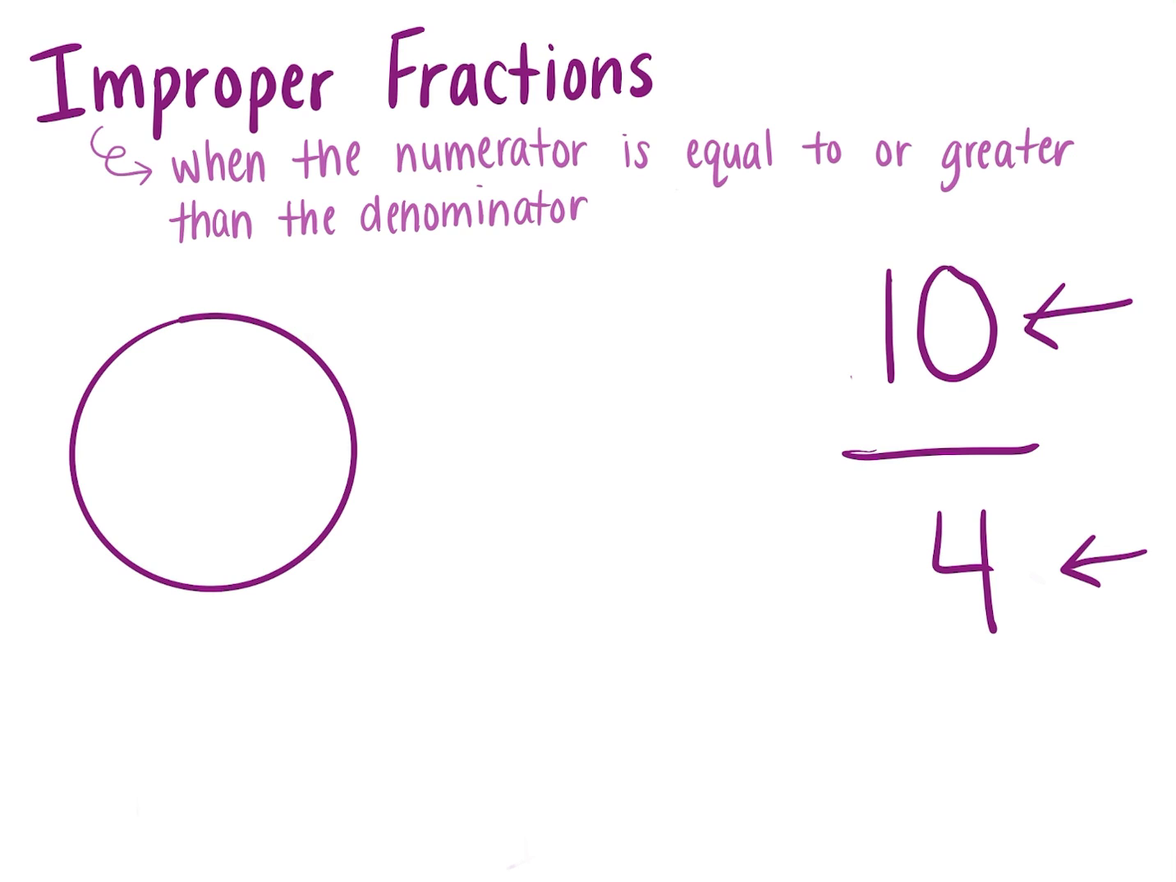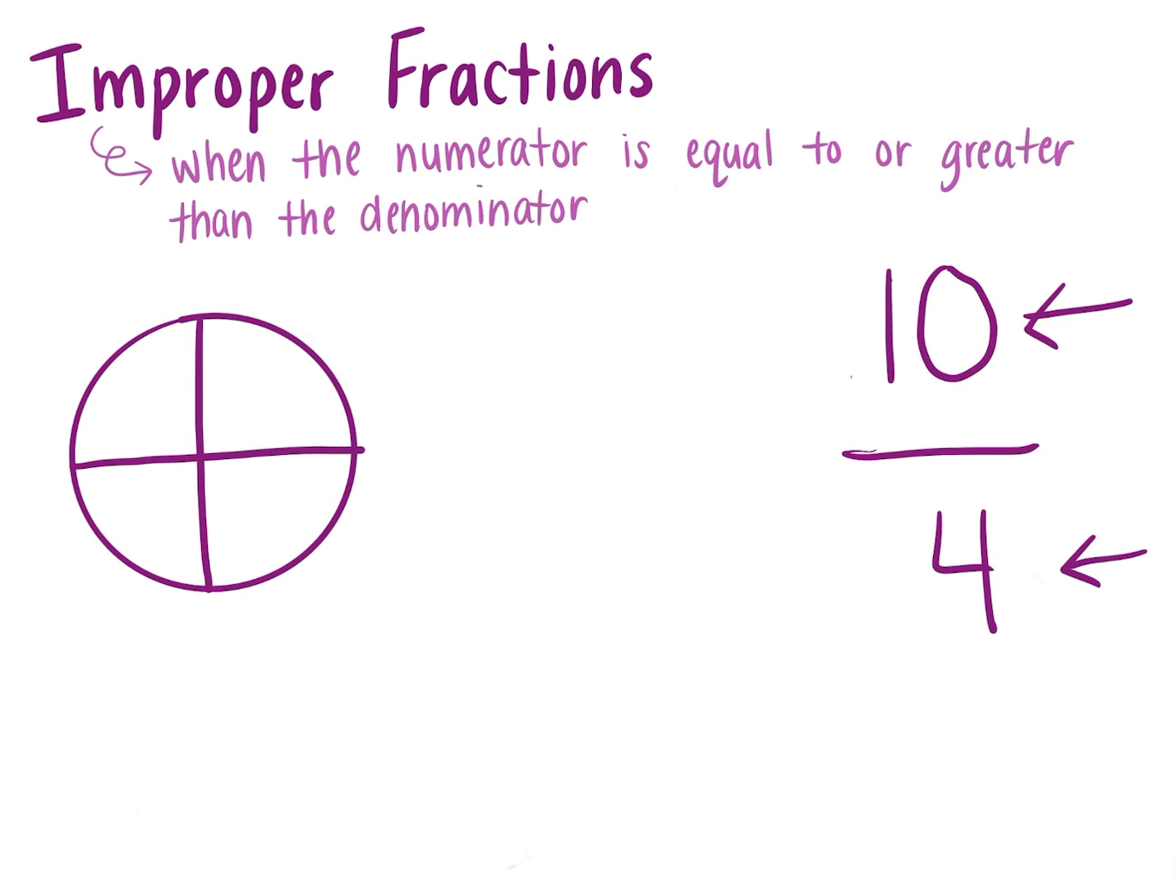You might be tempted to say 10 sections, and that would be a good guess, but 4 is actually the correct answer because our denominator is still the same thing, the total amount of pieces that our fraction is divided into. So we're going to be splitting this fraction circle into 4 pieces.